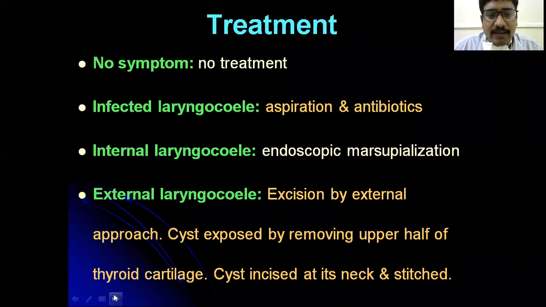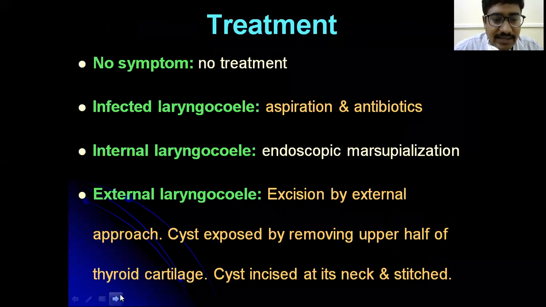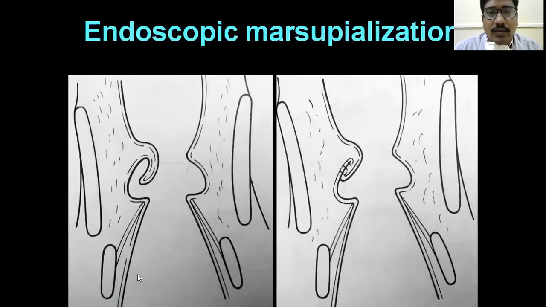So treatment. The treatment is excision by external approach. If it is a combined laryngocele or an external laryngocele, you give an incision at the anterior border of the sternocleidomastoid, and you excise this laryngocele. Or if it is an internal laryngocele, you will do an endoscopic surgery, excise the sac, and suture the remnant structure.